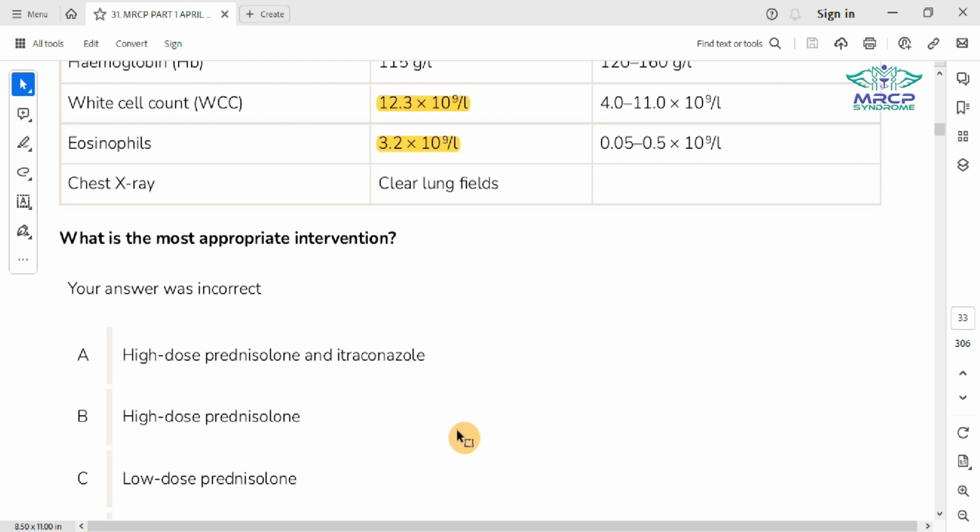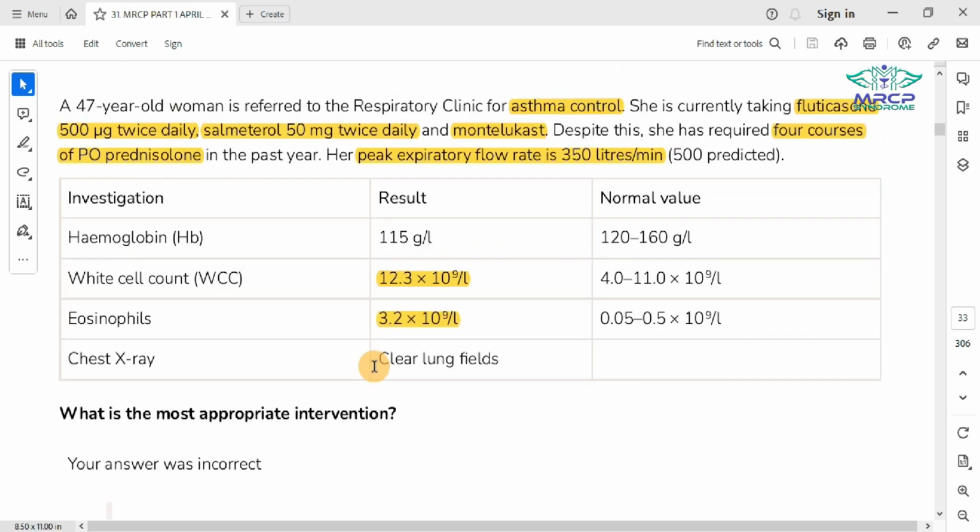So if we go one by one, high dose prednisolone and itraconazole, this is indicated in which condition? In case of ABPA. Usually the initial choice of treatment is the prednisolone followed by itraconazole, or in severe cases we can go with the combination of both prednisolone and itraconazole. So ABPA usually comes up with the features of worsening asthma plus eosinophilia.